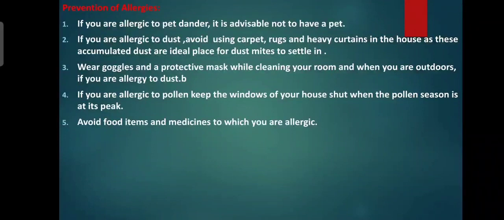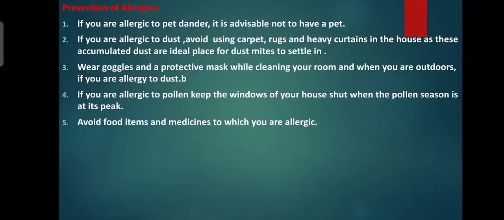If you are allergic to pollen, keep the windows of your house shut when the pollen season is at its peak. Restrict your outdoor activities during the season. Use a mask and glasses when you are outdoors. Bathe and change your clothes when you return home. If you are allergic to mold and spores, stay away from damp areas where mold is likely to grow. Keep bathrooms and other mold-prone areas clean and dry.